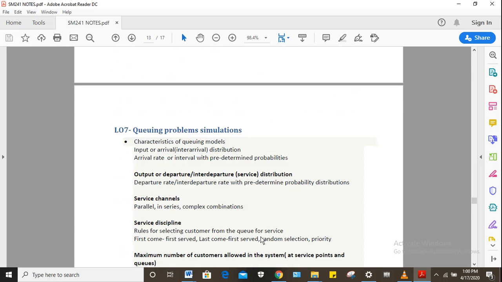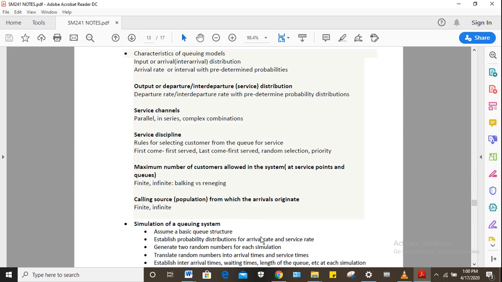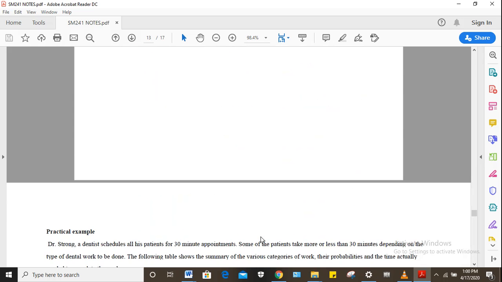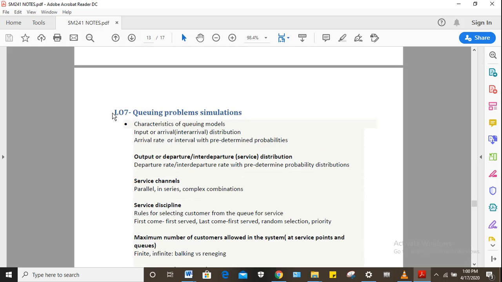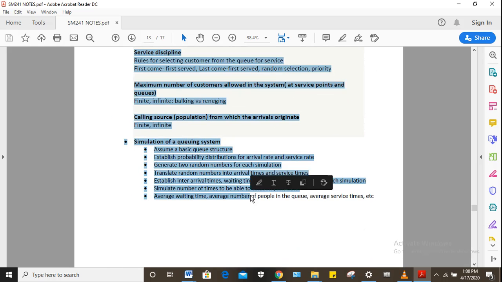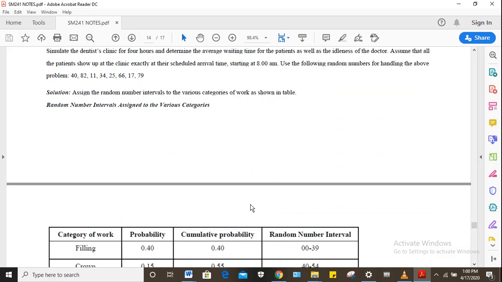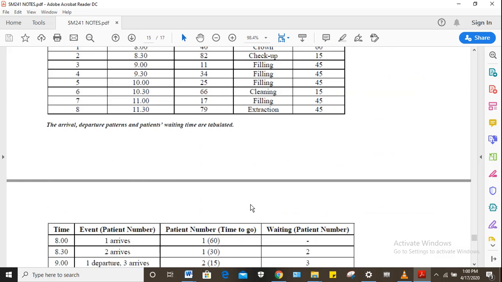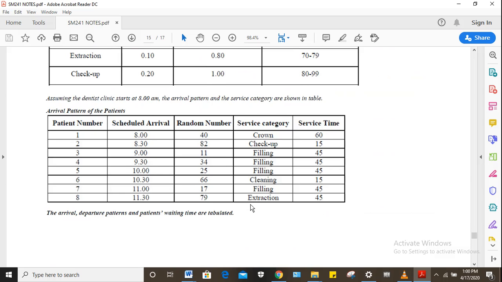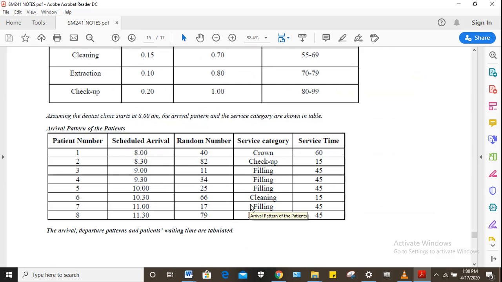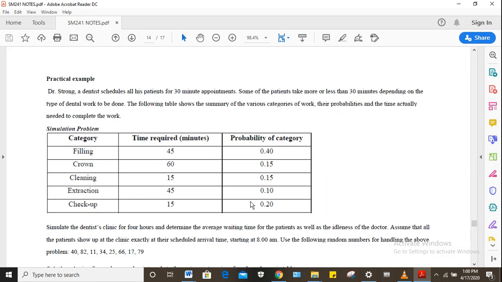Then in terms of learning outcome 7, the queuing methods, I'm going to leave this one out simply because the calculation required won't work in this method of teaching. It will need us to be in class so that I can go with you step by step. Otherwise it's going to be very confusing and difficult for everyone, which I wouldn't want. So learning outcome 7, please ignore it.